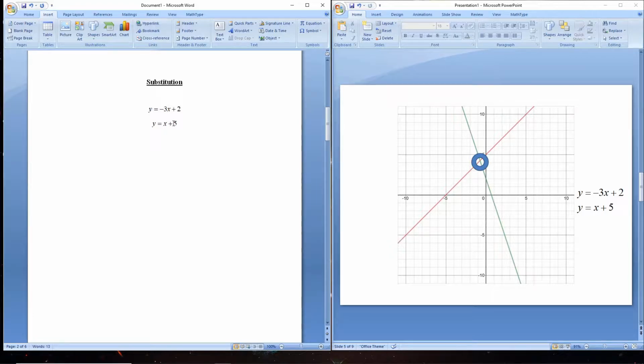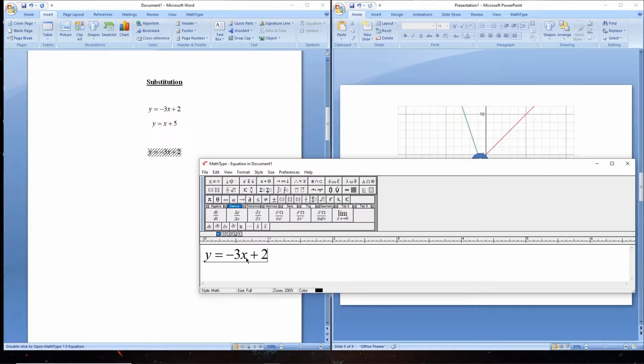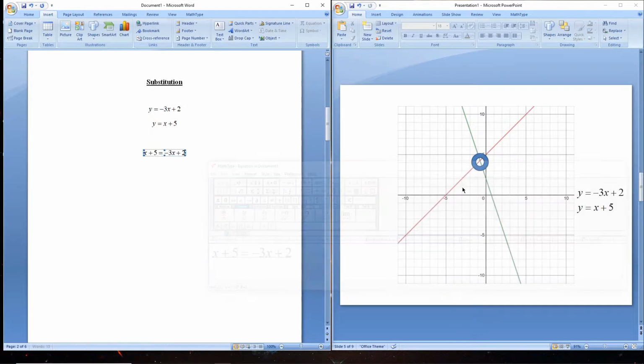So for instance, maybe we want to take this y equals x plus 5, and we're going to stick it into the top equation here. So if we do that, instead of y, we're going to stick in x plus 5. And so we substituted the bottom equation into the top one. And now we're in a position where we can just simply solve this.